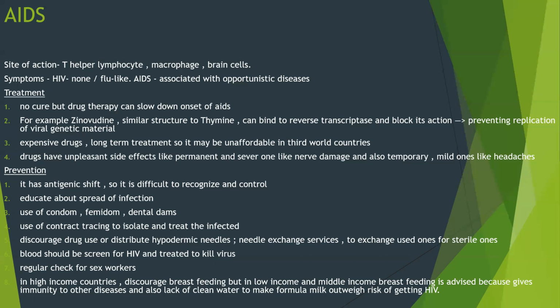Contact tracing is important, which is what happens is contact tracing is that if one person is infected, you ask them to list their sexual partners, and then you go and check with all of them, and then you check their sexual partners. So contact tracing. You can also discourage drug use, or you can distribute the needles itself. So you exchange used ones for sterile ones. So what happens is that there's no sharing taking place.